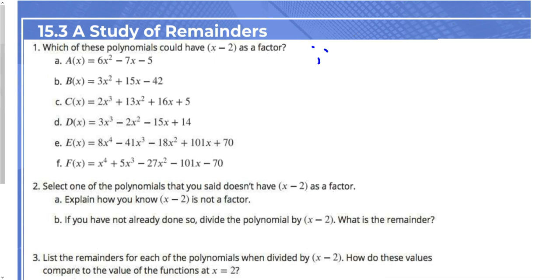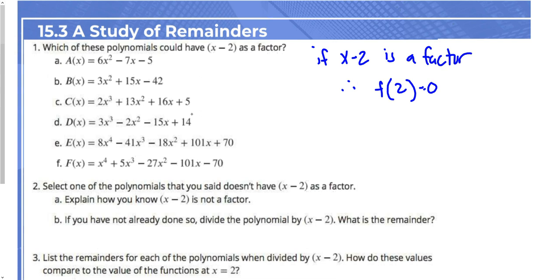If x minus 2 is a factor, then f of 2 equals 0. And then that means all we have to do is plug 2 into these functions and see if we get a 0 out of it. Okay, now this may require a little bit of calculator use, but we'll try to do our best here, right?